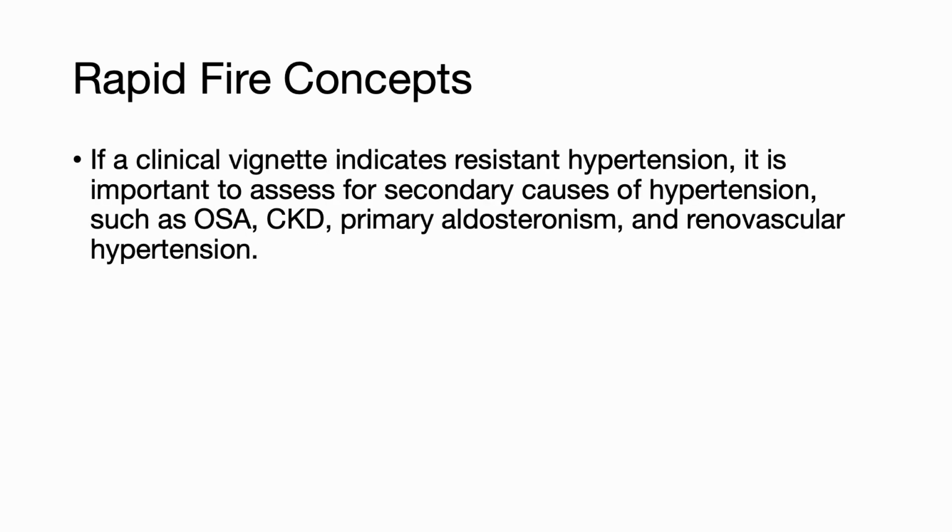If a clinical vignette indicates resistant hypertension, it is important to assess for secondary causes of hypertension such as OSA, CKD, primary aldosteronism, and renal vascular hypertension.